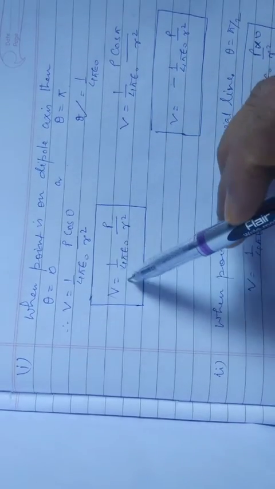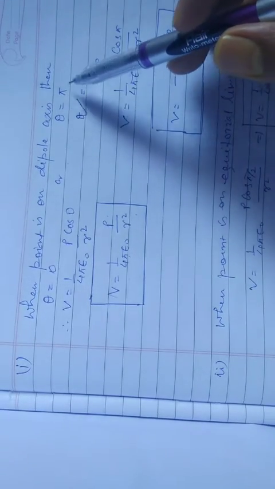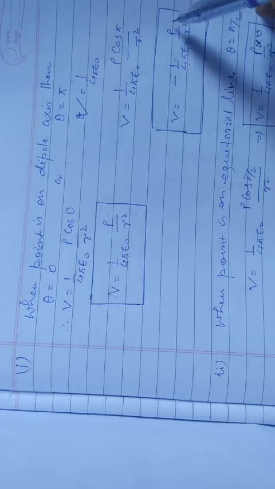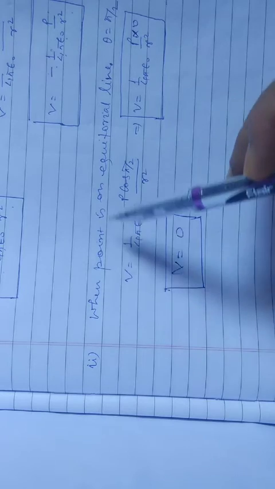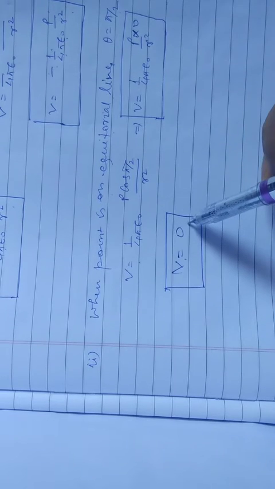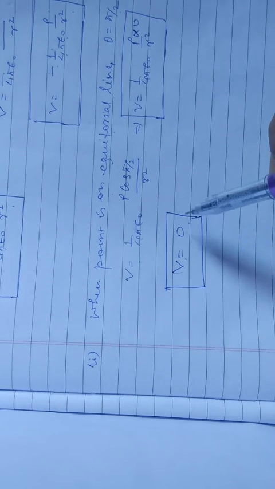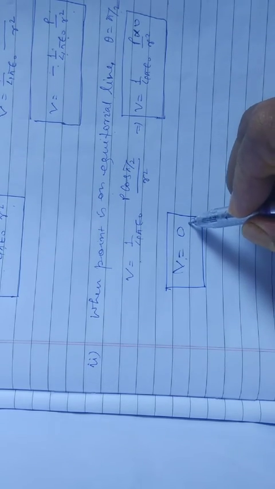When theta is 0, V is equal to 1 by 4 pi epsilon naught p by r square, and when theta is pi, it is minus 1 by 4 pi epsilon naught p by r square. When the point is on the equatorial line, theta is equal to pi by 2. Substituting the value, you will get V is equal to 0. So electric potential at a point on an equatorial line is 0. So no work is done in moving any charge from one point to another on the equatorial line. This you must keep in memory for short answer questions. Thank you.